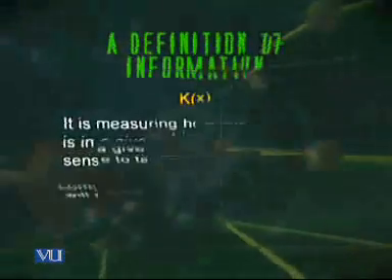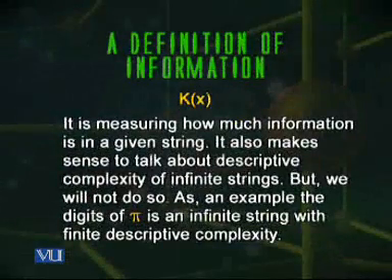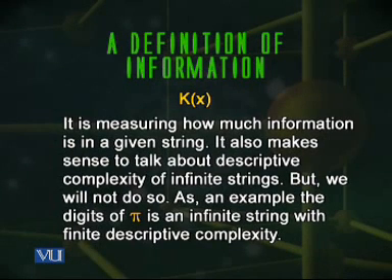In fact, you have guessed it right. The K in K of X actually is once again chosen to honor Kolmogorov, who came up with these notions and proved a lot of theorems in this area. Kolmogorov complexity is measuring how much information is there in a given string. It also makes sense to talk about descriptive complexity of infinite strings, but we will not do so.